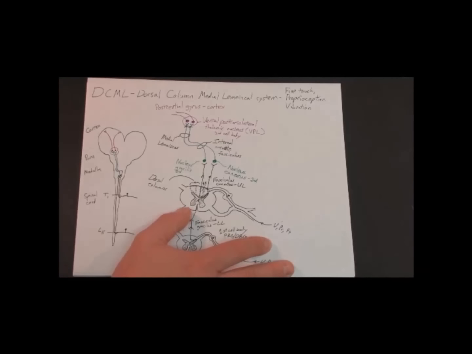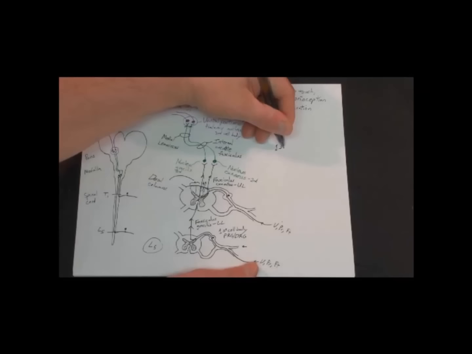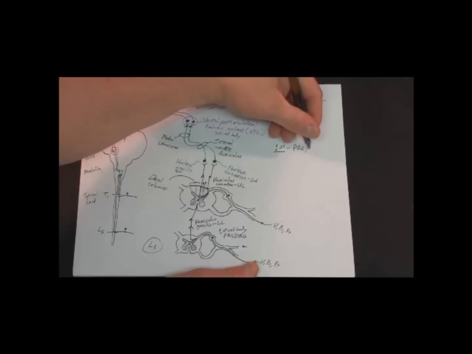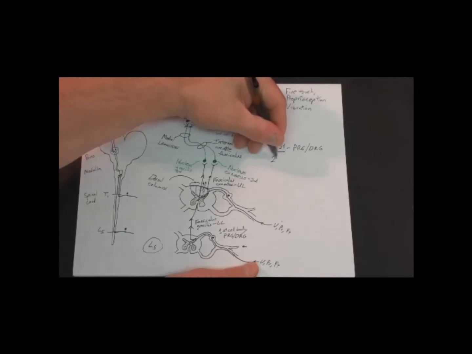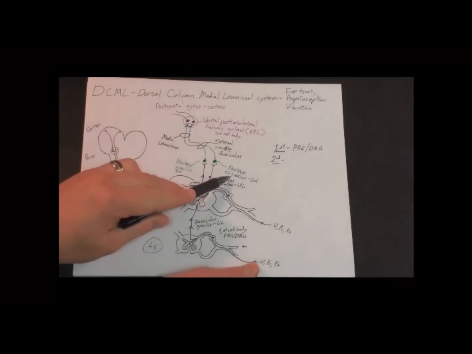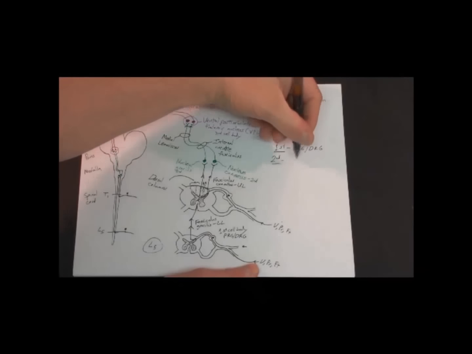So, long story short, what do we want to get out of this? Dorsal column medial lemniscal system has cell bodies located in 3 places. The first cell body is located in the posterior root ganglia, aka dorsal root ganglia. The second cell body is located in either the nucleus cuneatus for the upper limb and above T5, the nucleus gracilis for the lower limb. So those are both in the medulla.